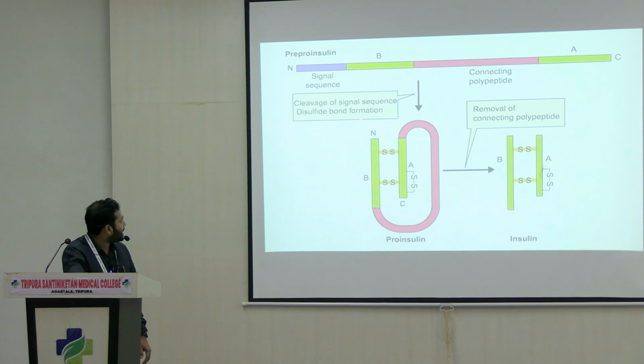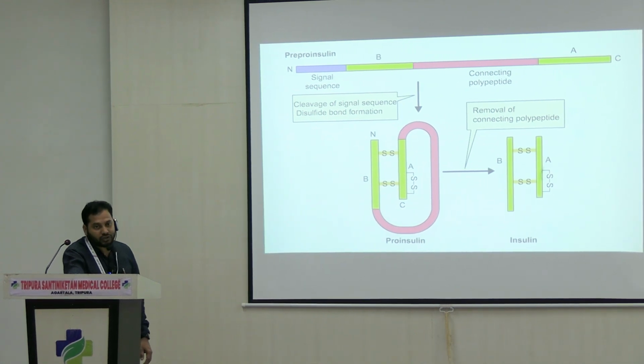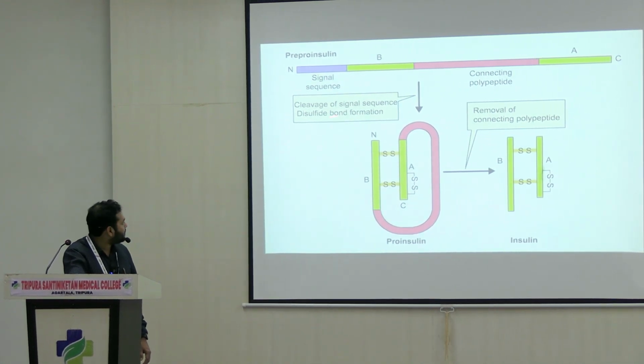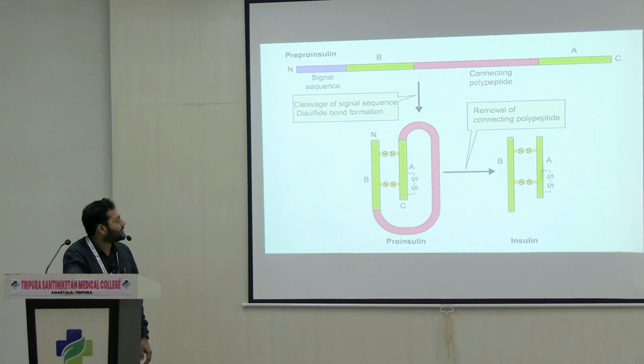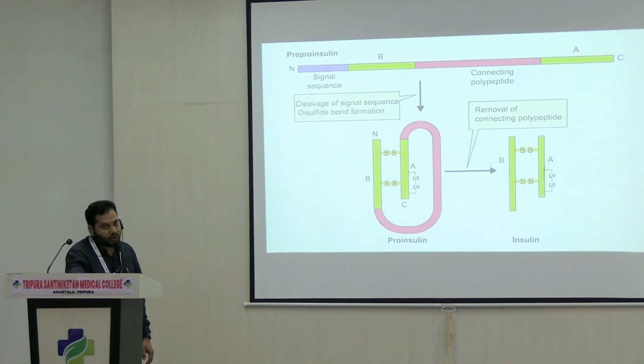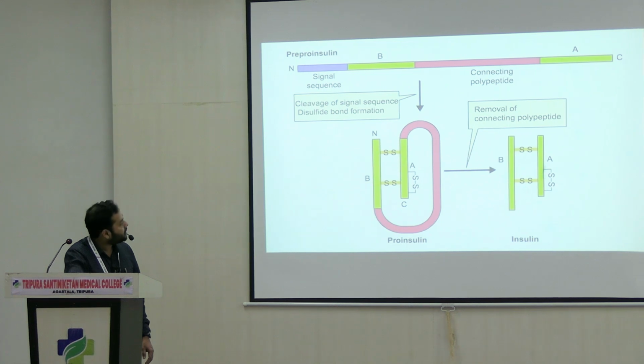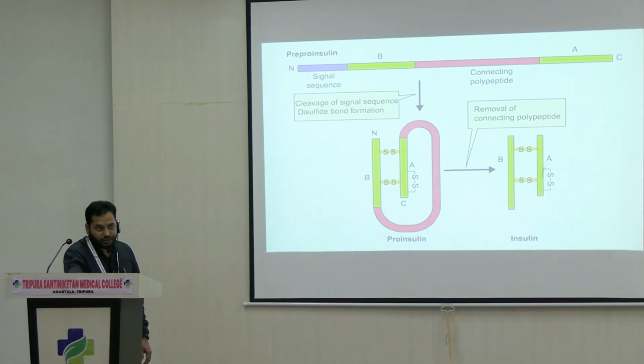Another important event that takes place is the formation of the disulfide bonds. The disulfide bonds basically occur between the B segment and the A segment, right? During the processing of this preproinsulin, it removes segment C, or the connecting polypeptide chain, right? And ultimately, it forms the active form of insulin.